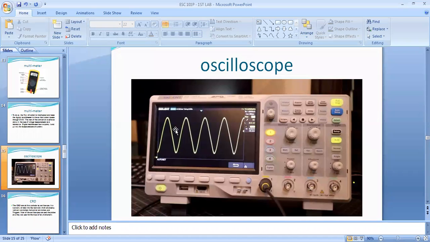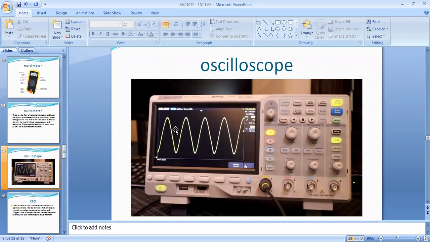Like if you generate a signal through a function generator, you can see here a signal which is generated by the function generator. Also, if there is a circuit like an RL circuit, RC circuit, RLC circuit, any circuit, and you want to know what the output signal looks like, then you can see the output signal with the help of this DSO.